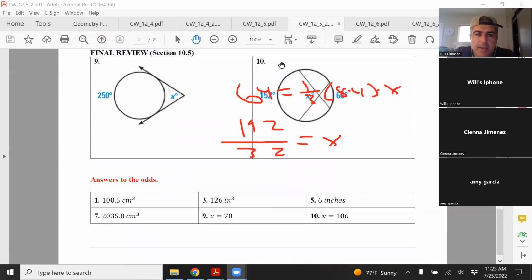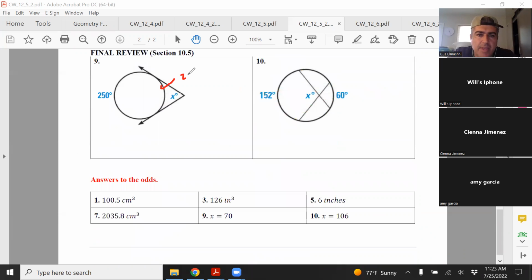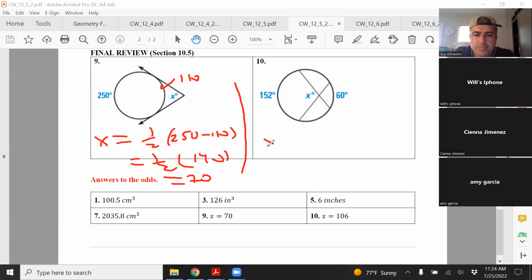And 9, 10, just remember, if that's 250, that's 210. X is going to be half of the difference of those two. No, sorry, 110. My bad. Half of 140, which is 70. And then here, X is half of the sum of those two. Again, the formulas are in the chapter 10 reference sheet, so just use it. That's all you gotta do. You get 106. Okay.